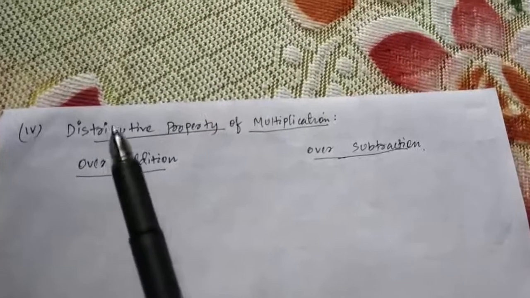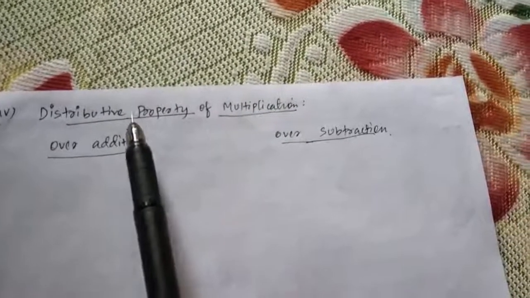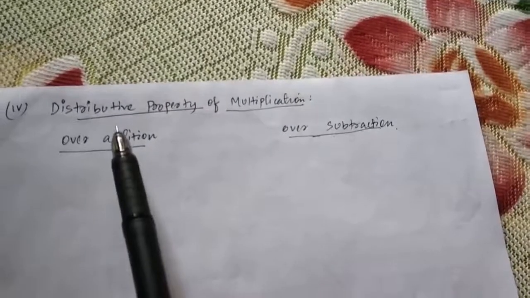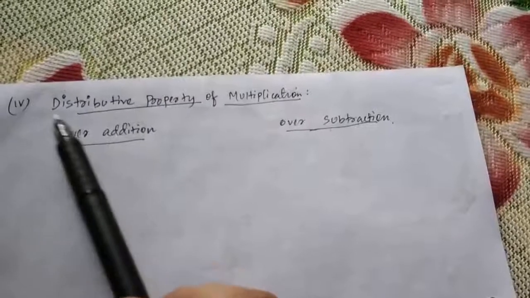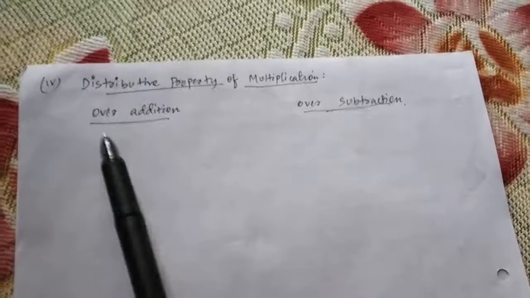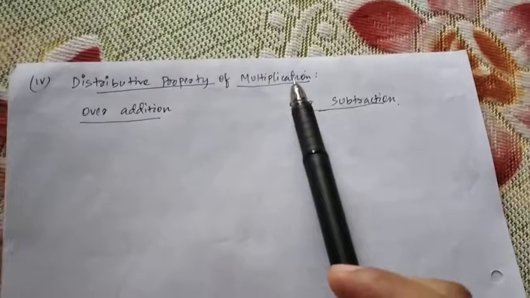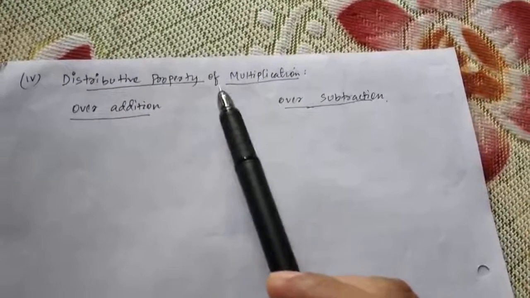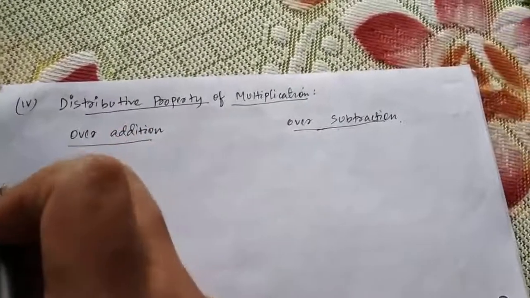Okay, so now we have distributive property of multiplication. In case of distributive property of multiplication, it is over addition or over subtraction. As the name says, distributive property, distribute. So it means that it will distribute the addition or it will distribute the subtraction, and it is over the multiplication. So let us see over the addition how it looks like.